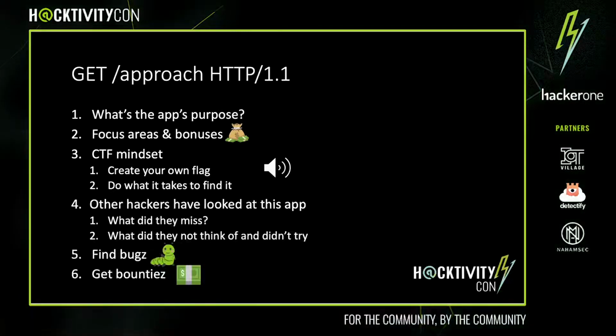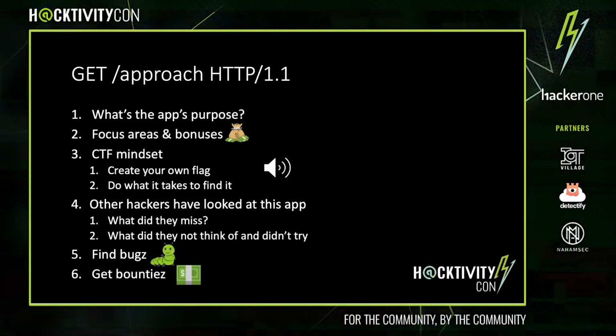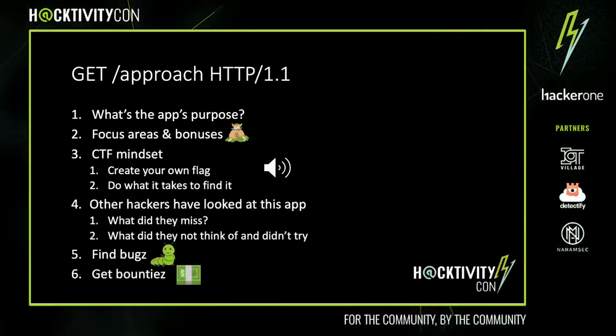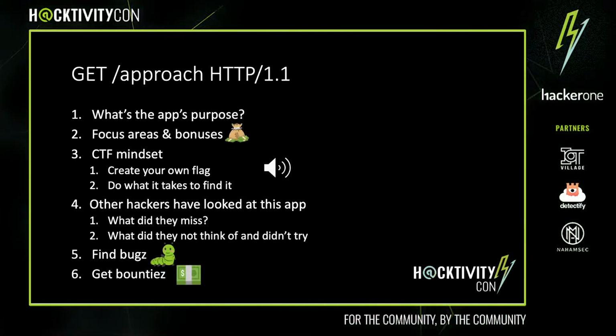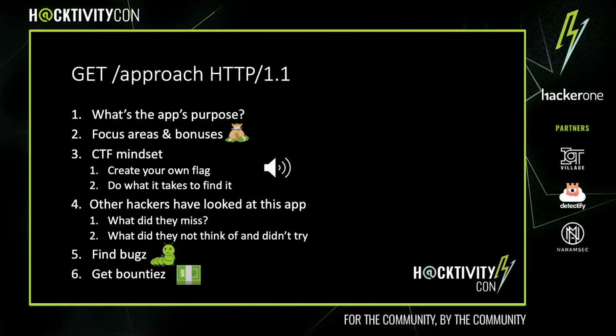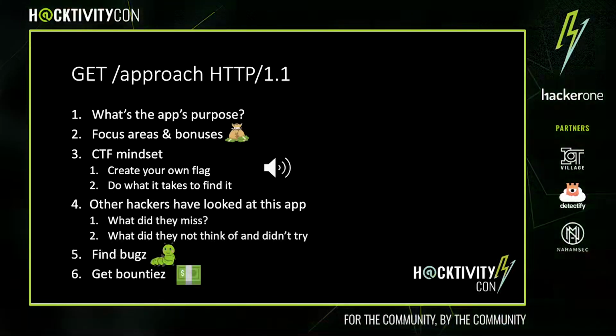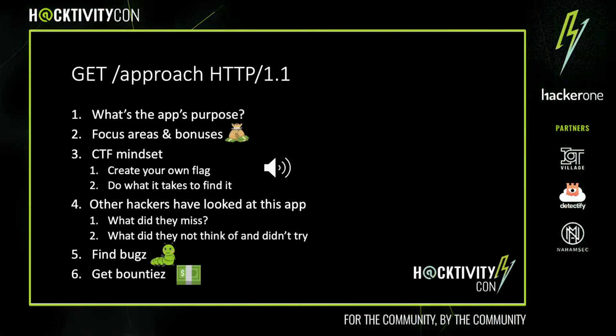From here, I'm approaching it as if it were CTF. Ironically, I don't even like CTFs and I suck at them. But anyways, so I create myself a fake flag based off of the application's purpose and/or focus area and bonuses. If the program's focus area is authentication and they reward bonuses for auth-related bugs, then the flag I'm creating myself is finding an account takeover. I'll do what it takes to get it. Sometimes it works, sometimes it doesn't. Or if the app is built on PHP, then it's RCE or nothing.